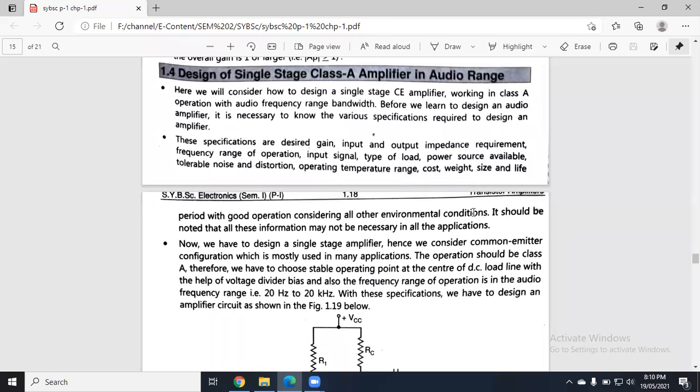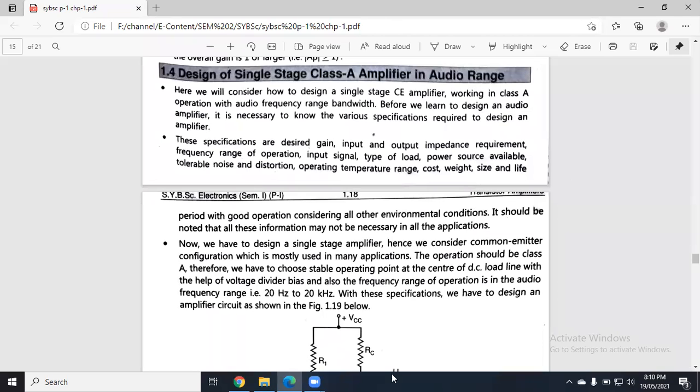Hello students, in the previous class we have seen the different parameters of amplifier, for example, classification of amplifier. After that we have seen the AC load line, DC load line, how to plot AC and DC load line, and other things also. In this lecture what we are going to see is the designing of a single stage class A amplifier in audio range.